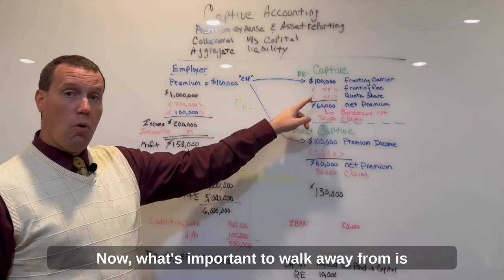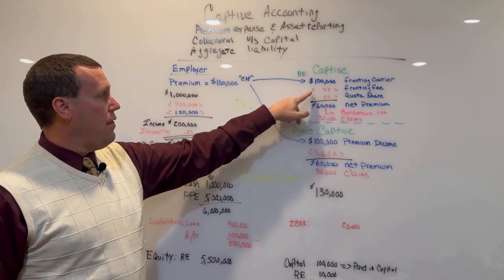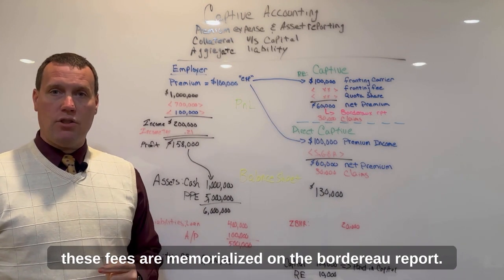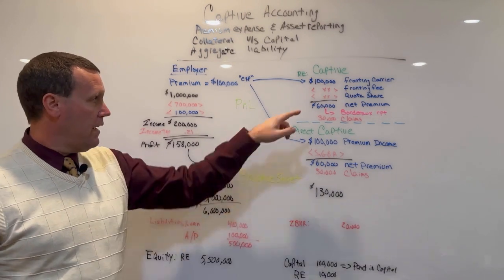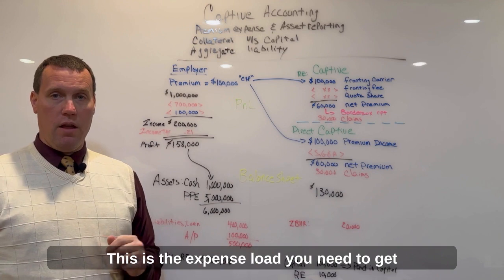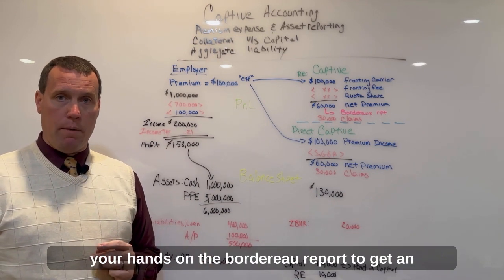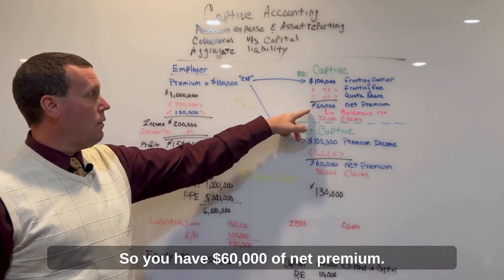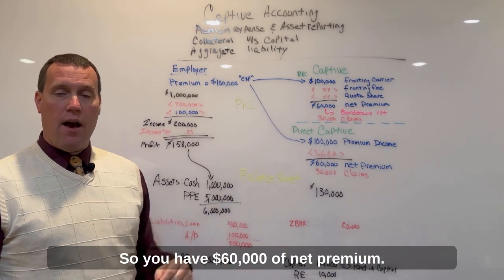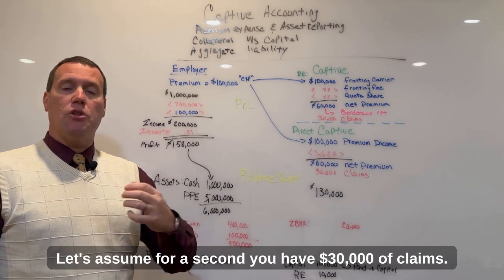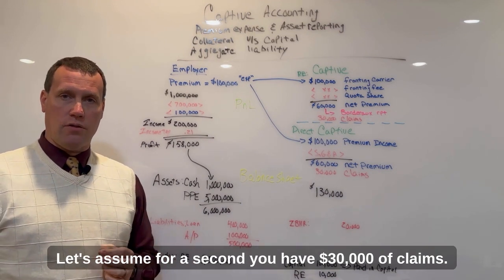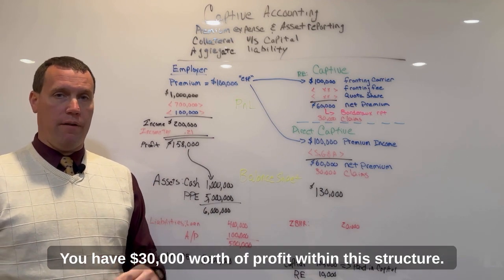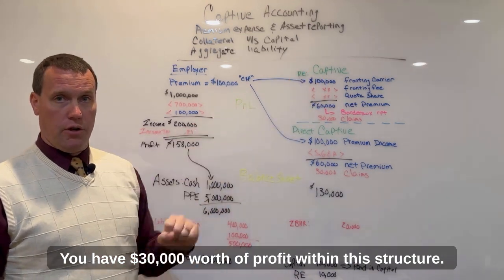Now what's important to walk away from is these fees are memorialized on the bordereau report. This is the expense load. You need to get your hands on the bordereau report to get an understanding of what the expense load is. So you have $60,000 of net premium. Let's assume for a second you have $30,000 of claims. There you go. You have $30,000 worth of profit within this structure.